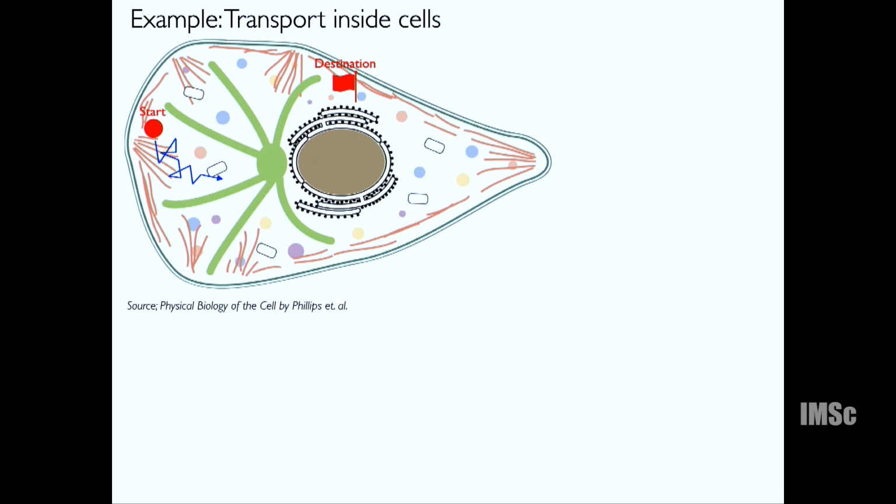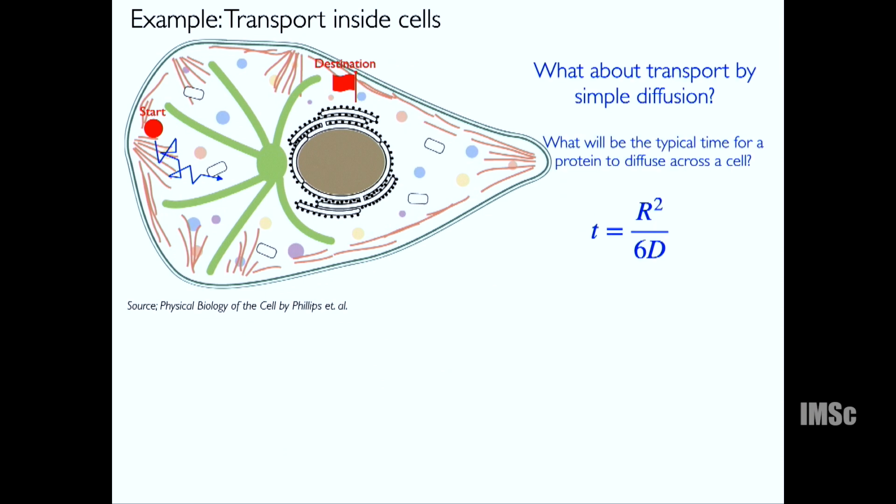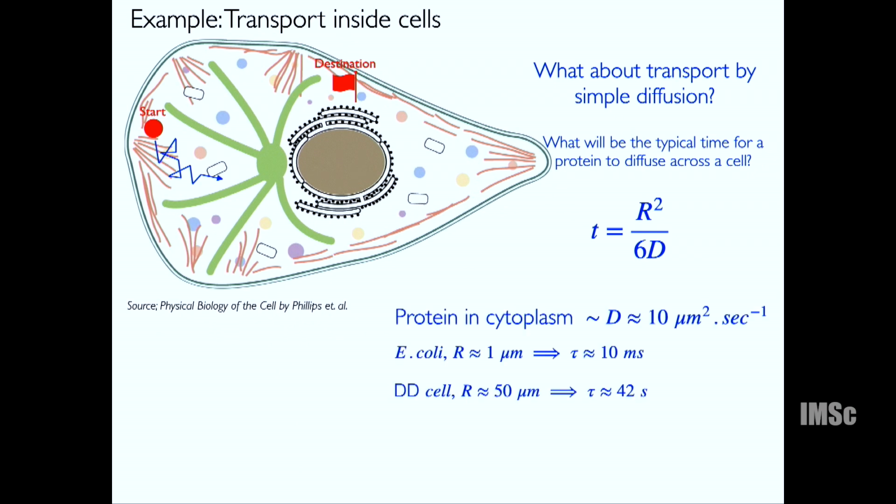Suppose a simple example, I have some molecule which wants to start from here and reach this destination. If it was just simple diffusion, I know roughly how much time it will take, if I know roughly the distance and the diffusivity. So I can make some estimate of time. If it is an E. coli cell, the radius is roughly 1 micron, so it will take around 10 milliseconds. If it is a bigger cell like Dictyostelium discoideum, it will take longer, roughly 42 seconds. But if it is a long axon, like a neuronal cell, it is going to take 20 days. So clearly, there is a problem if it was simple diffusion.